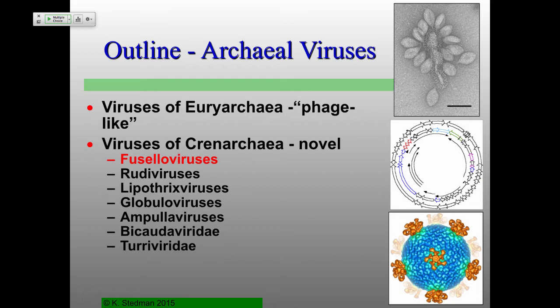We'll spend most of our time talking about the Fuselloviruses, the spindle-shaped viruses. This is the real focus of what we're working on in my lab right now, and also the mutant viruses from Hell Lab that will be doing their presentations this afternoon and tomorrow afternoon. So come check them out. If you're in the class, you have to be there. Then we'll also talk about some of these other viruses here. We don't have time, of course, to go through all of them.